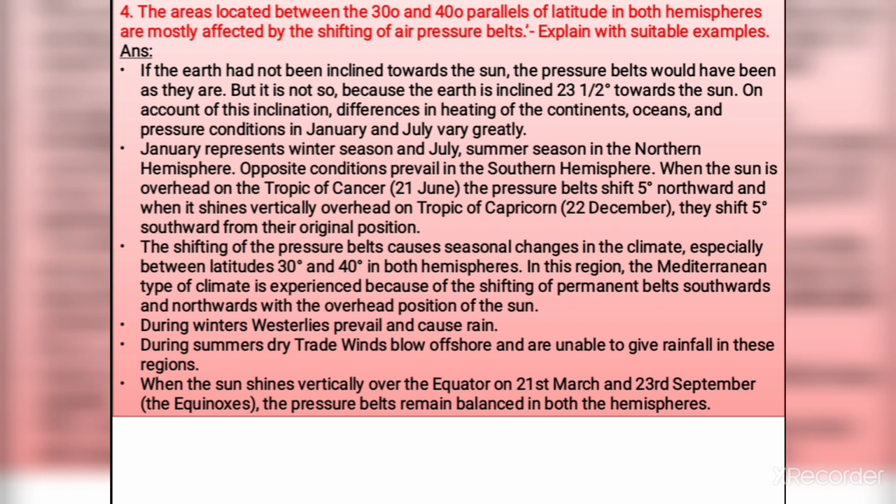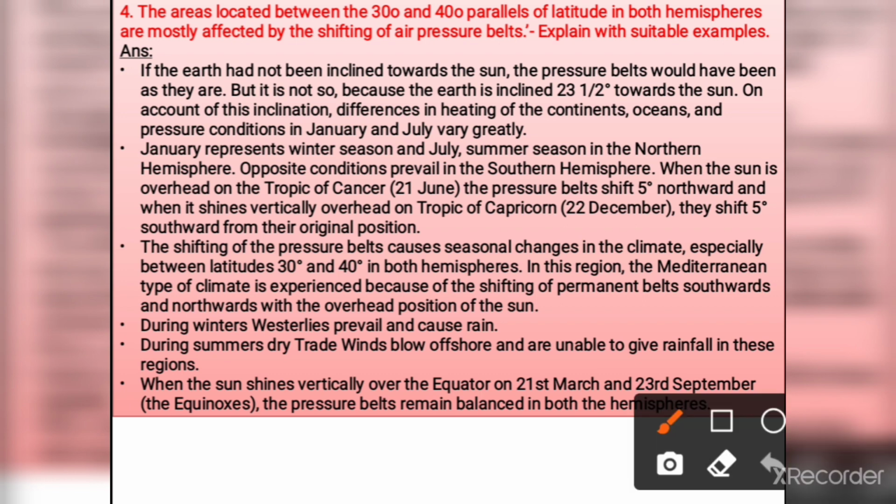Next question, number 4. The areas located between the 30-degree and 40-degree parallels of latitude in both hemispheres are mostly affected by the shifting of air pressure belts. Explain with suitable examples. Actually, air pressure belts are shifting, and the areas located between the 30-degree and 40-degree parallels of latitude in both hemispheres are mostly affected by this shifting of the air pressure belts. Why? Explain. So this is the question.